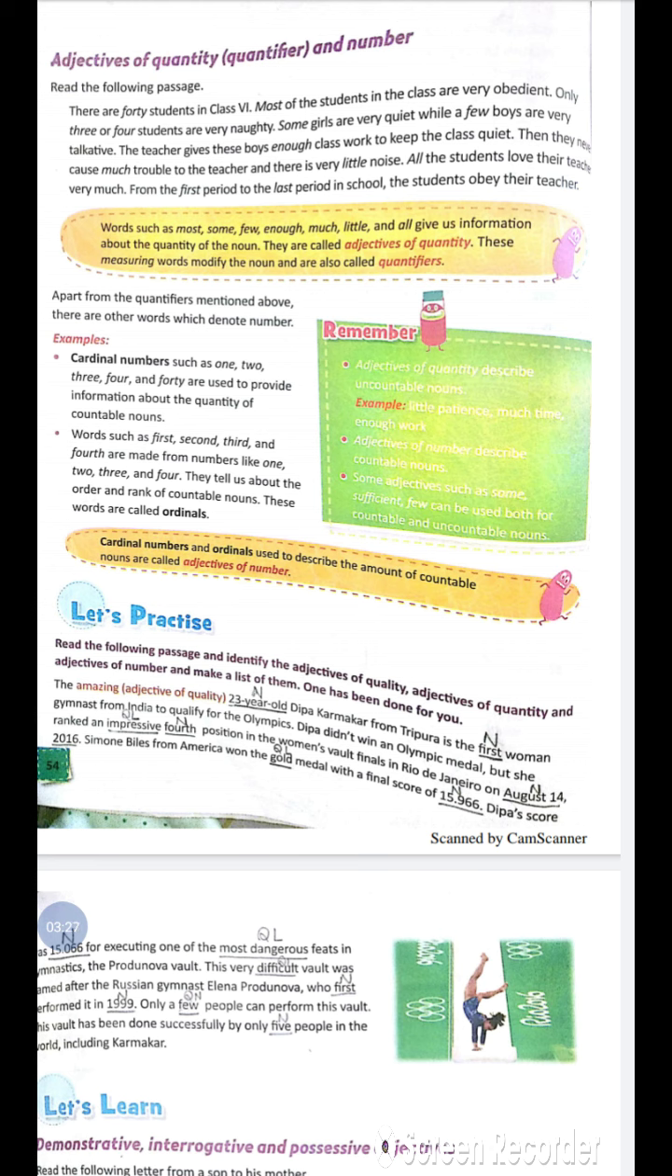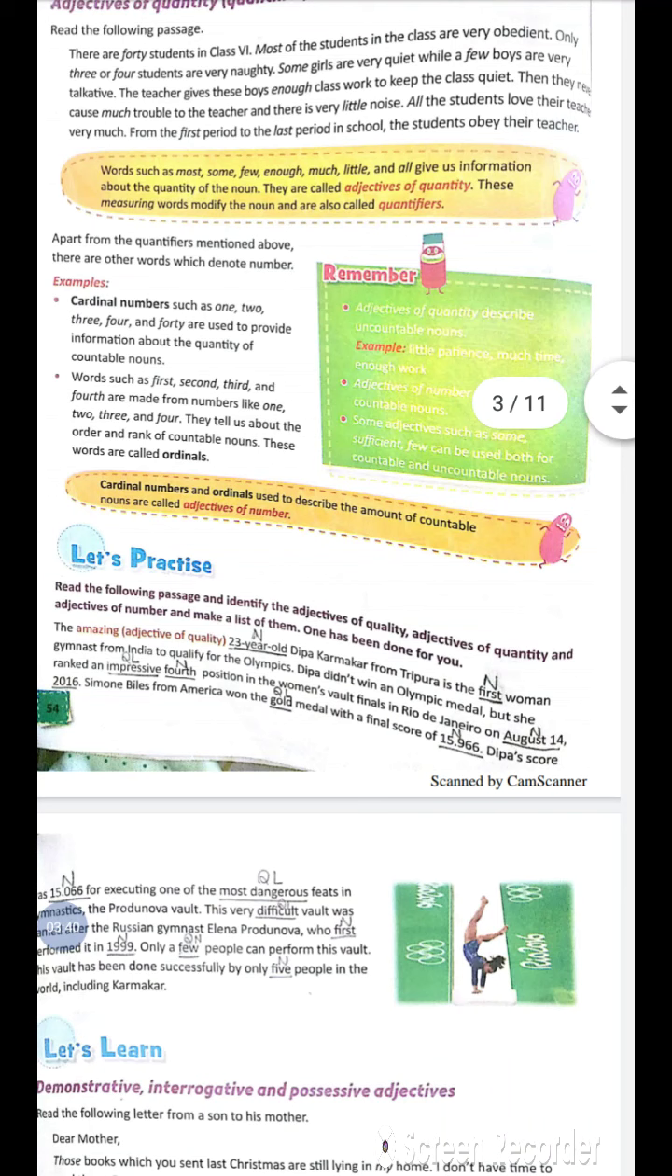As the heading says, adjectives of quantity and number: words such as most, some, few, enough, much, little, and all give us information about the quantity of the noun. They are showing the quantity of the noun. Therefore, these are called adjectives of quantity, and these measuring words modify the noun and are also called quantifiers.